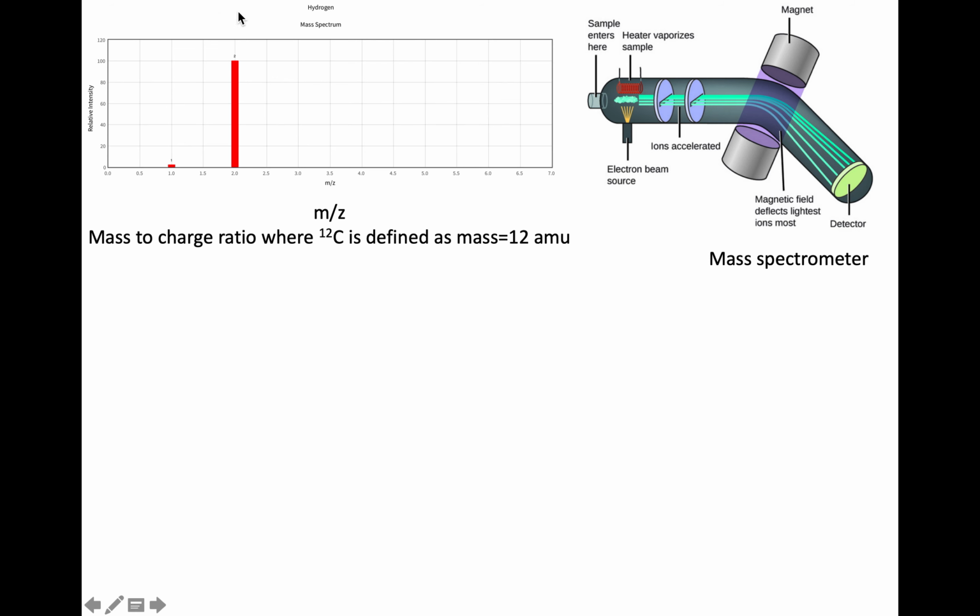Here's the analysis if you test hydrogen. With hydrogen, we see a peak at a value of 1 and a peak at a value of 2, and this is in m/z ratio. That's a mass to charge ratio, where the scale is defined so that carbon-12 would be precisely 12 AMU. So if we look at this, do you think that they're testing hydrogen atoms or are they testing hydrogen molecules?